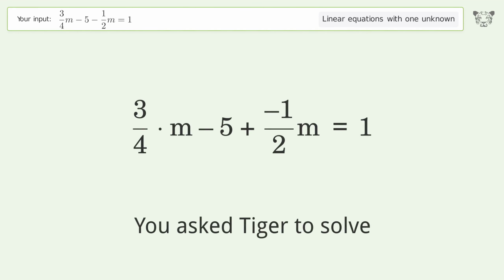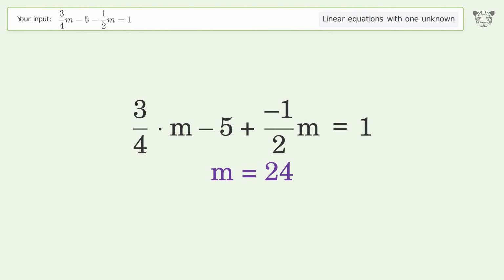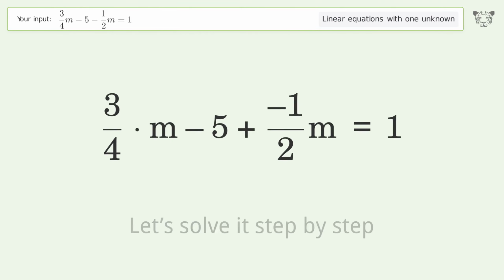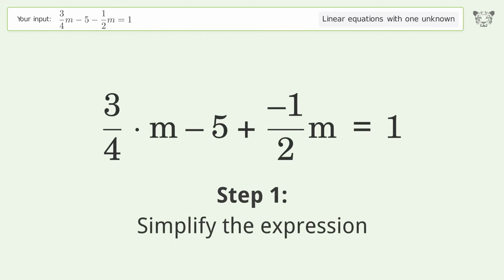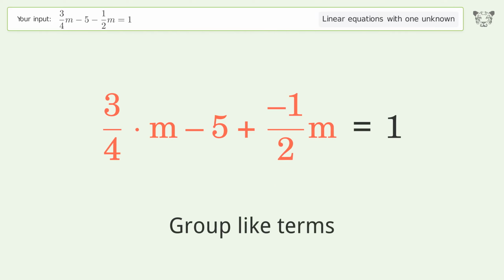You ask Tiger to solve. This deals with linear equations with one unknown. The final result is m equals 24. Let's solve it step by step. Simplify the expression. Group like terms.